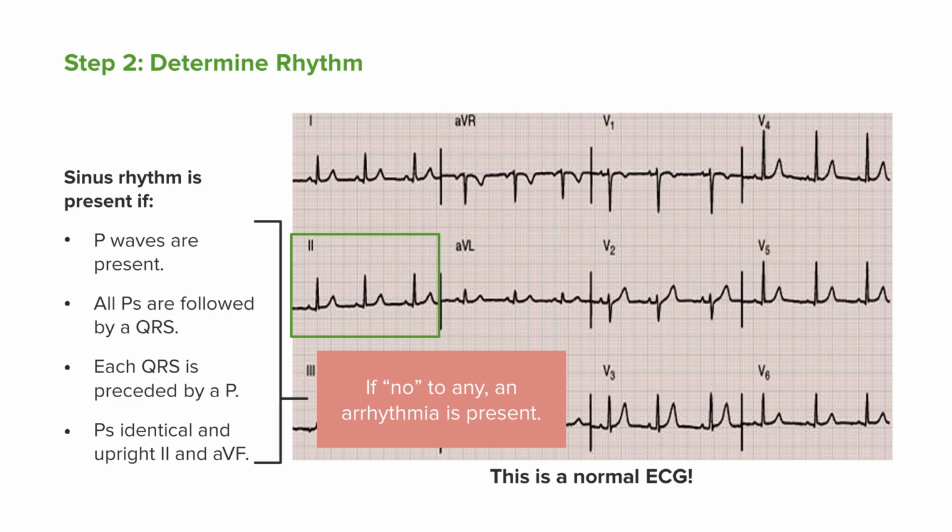Then we determine the rhythm. The rhythm is determined by seeing the intervals between two RR complexes. It should always be the same. If it is not, then the rhythm is irregular. Sinus rhythm is present if we have P waves present, if all P waves are followed by a QRS, each QRS is preceded by a P wave, and the P waves are identical and upright in lead 2 and AVF.